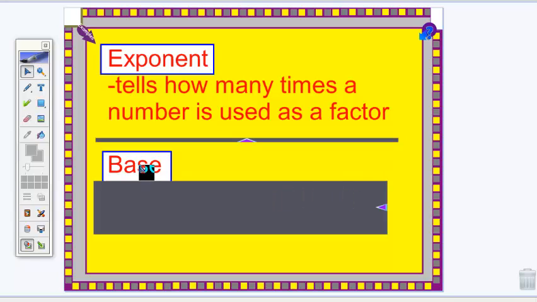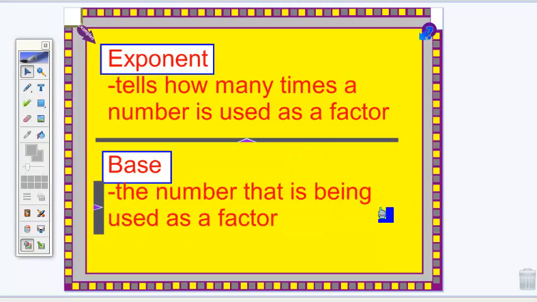What is a base? The base is the number that is being used as a factor. 5 in the previous example was the base because we use that as a factor. How many times did we use it? 4 times.